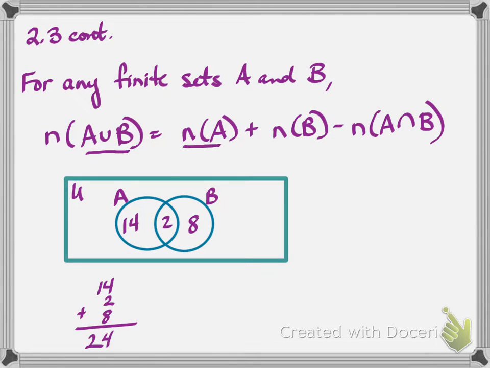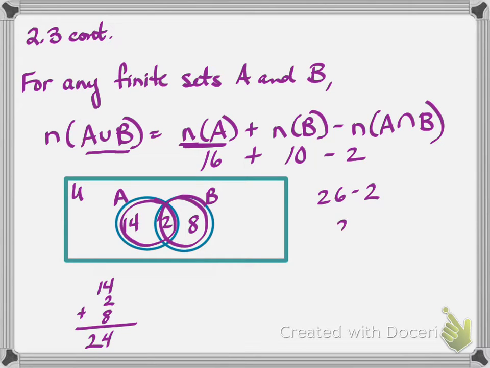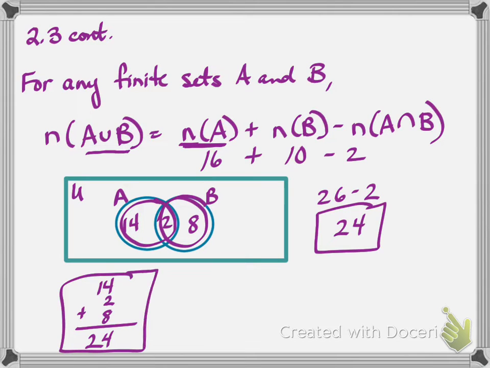But according to the formula, the number of elements in A is 14 and 2, so that's 16, plus the number of elements in B, that's 8 and 2, so that's 10. And then some of these elements got counted twice. These that are in the intersection, they were counted twice, so we want to subtract those off. So if we do that 26 and take away 2, then we get the 24 that we got when we just looked at the Venn diagrams and added those pieces up.